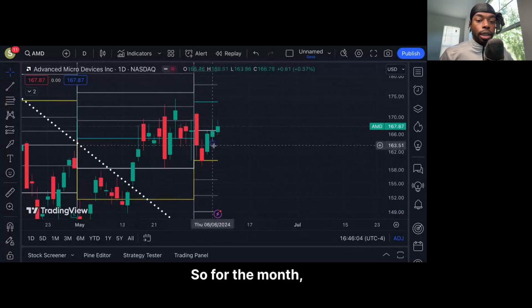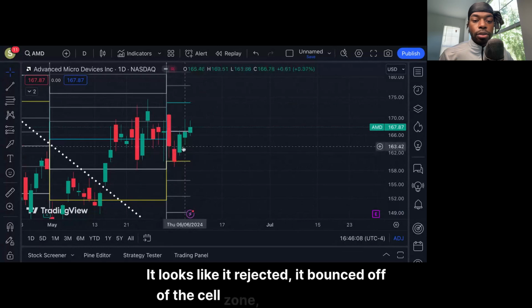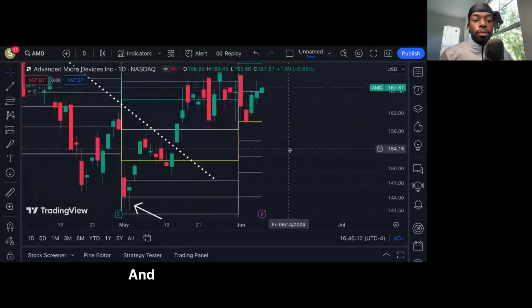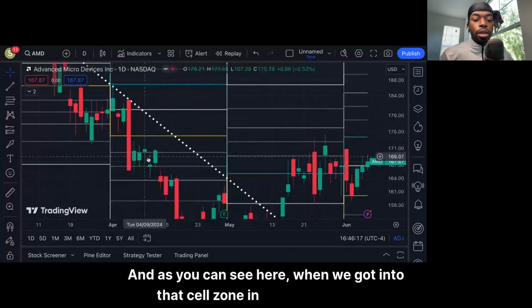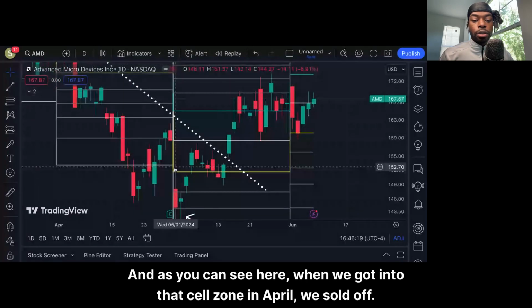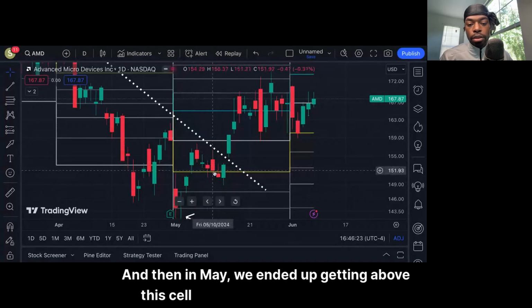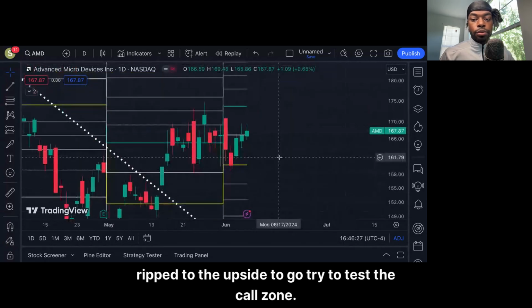So for the month, AMD, it looks like it rejected. It bounced off of the sell zone, so it looks like it's going to make a move up to the call zone. Okay, and as you can see here, when we got into that sell zone in April, we sold off, and then in May, we ended up getting above this sell zone. We held on, and then we ripped to the upside to go try to test the call zone.